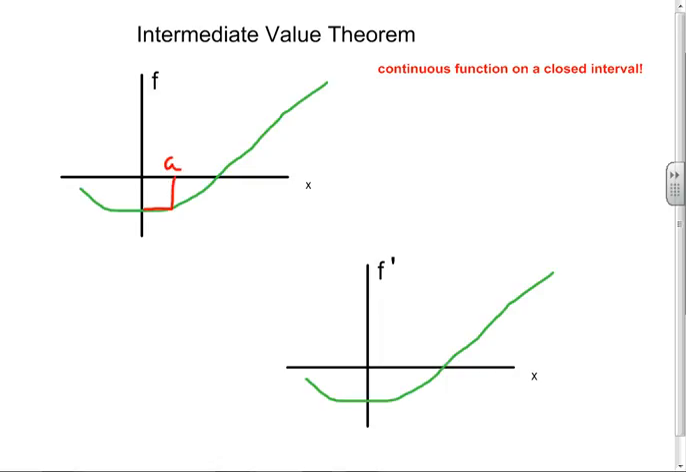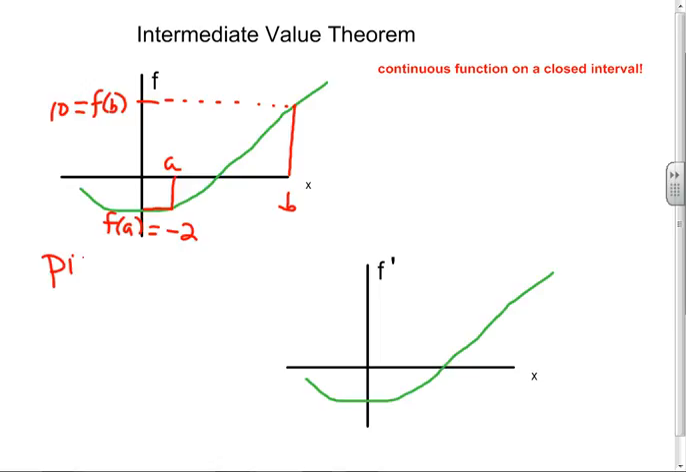then this y value is f of a. And then you have b over here, then this y value is f of b. So, for instance, if f of a were -2 and f of b were 10, then if I have a continuous function on a closed interval, it will pick up all values between -2 and 10.